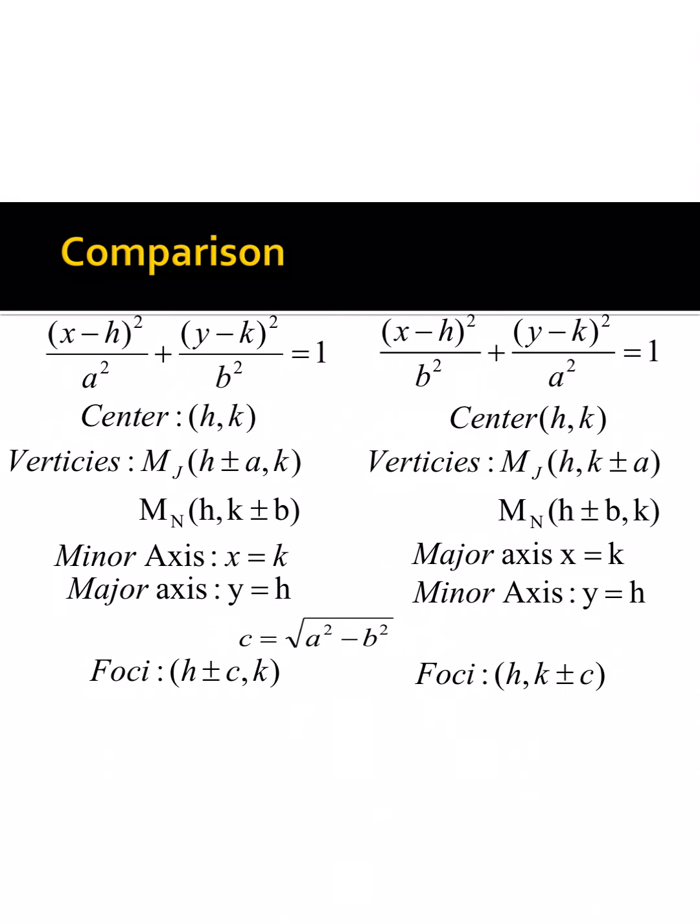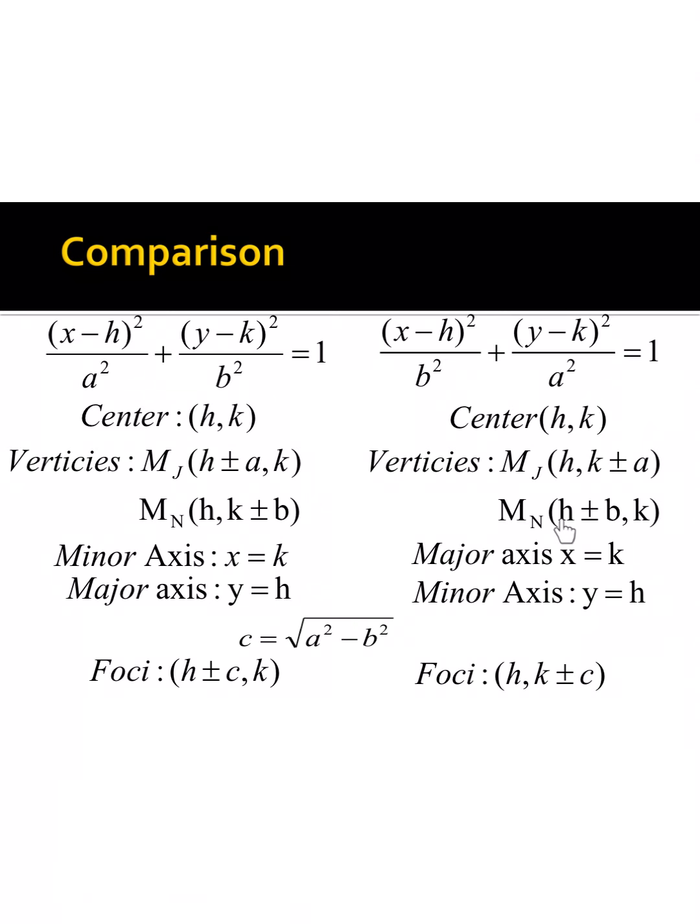To find your foci, we have a formula which is the same for both. We're going to find c, and c is always going to be the square root of a squared minus b squared. To find the foci for the horizontal ellipse, again, it's going to be h plus or minus c, comma k. If we compare this all to your vertical ellipse, we can see again, center is still (h, k). For your major vertices, it's now going to be h, comma k plus or minus a, so it's going to be going up and down. Whereas your minor axis is going to go side to side.